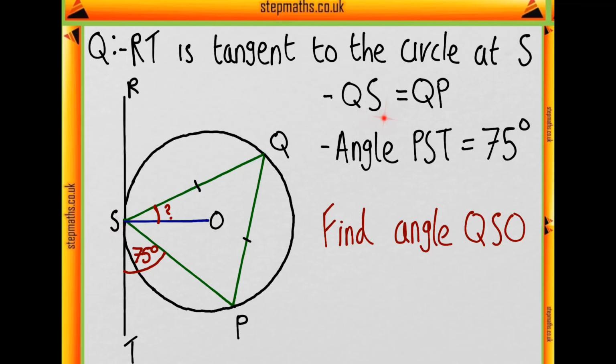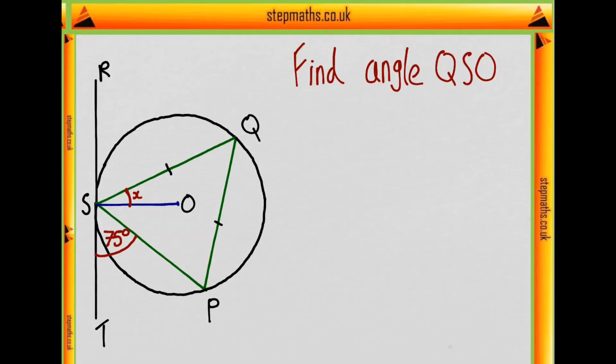We're told QS equals QP, i.e. the length of this line segment QS is equal to the length of this line segment QP. And we're told the angle PST here is 75 degrees. And we're asked to find the angle QSO, marked in red here. So we have to find angle QSO, or as I've marked here, X.